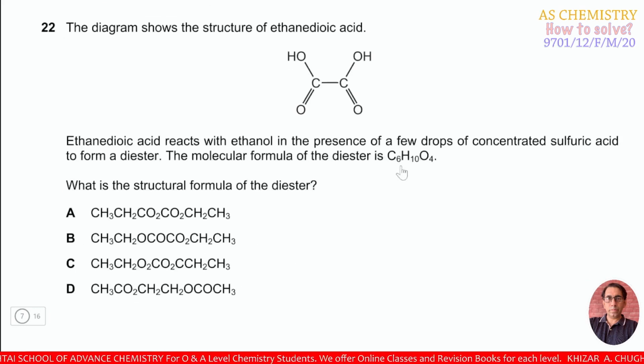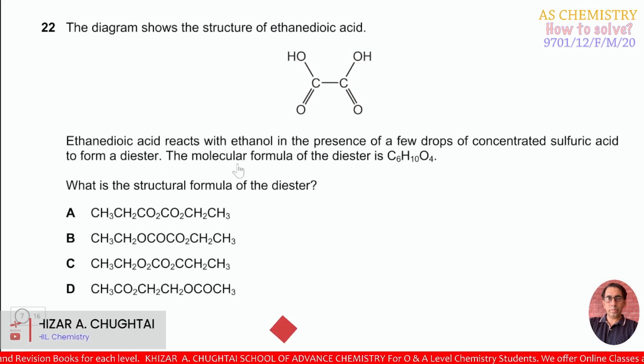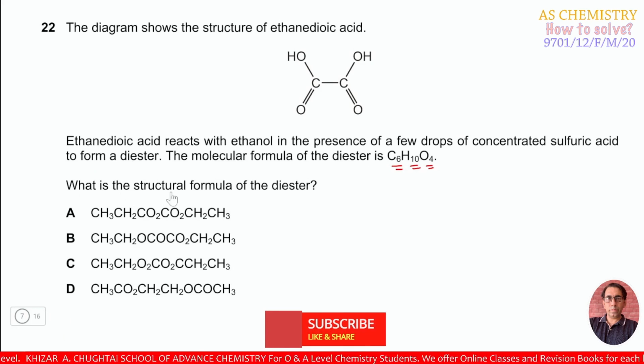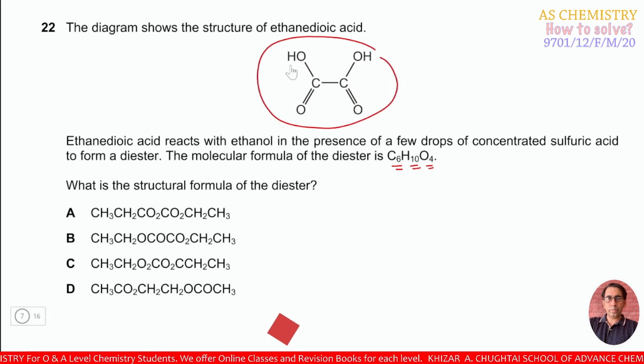The next one is question number 22. The diagram shows the structure of ethanedioic acid, reacted with ethanol in the presence of a few drops of concentrated sulfuric acid to form a diester. The molecular formula of the diester is C6H10O4. What is the structural formula of the diester? Let me check the formula of this dioic acid. It has only 2 carbons, and 2 OH groups, 2 oxygens.